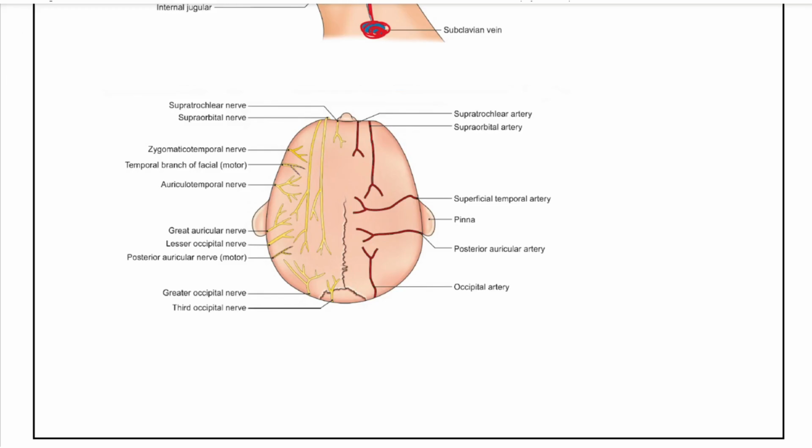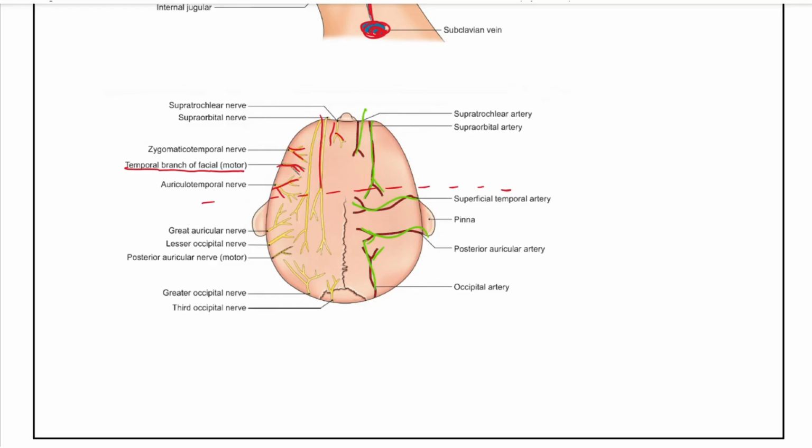Okay, coming to the arterial supply, we have the supratrochlear, supraorbital, superficial temporal, the posterior auricular artery, and the occipital artery. Coming to the nerve supply, it also has synonymous names. We have the supratrochlear, supraorbital, zygomaticotemporal, and the temporal branch of the facial nerve. This is the motor nerve. Then we have the auriculotemporal. These are all in front of the auricle.